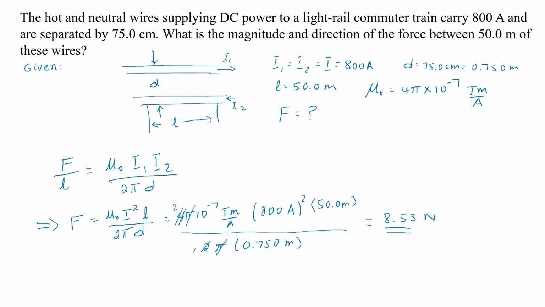All right, as for direction, you can see I1 is in this direction and I2 is in the reverse direction. That means the two currents are opposite one another. When the currents are in opposite directions between two current carrying conductors, the force that exists between them is repulsive. So this is going to be repulsive.